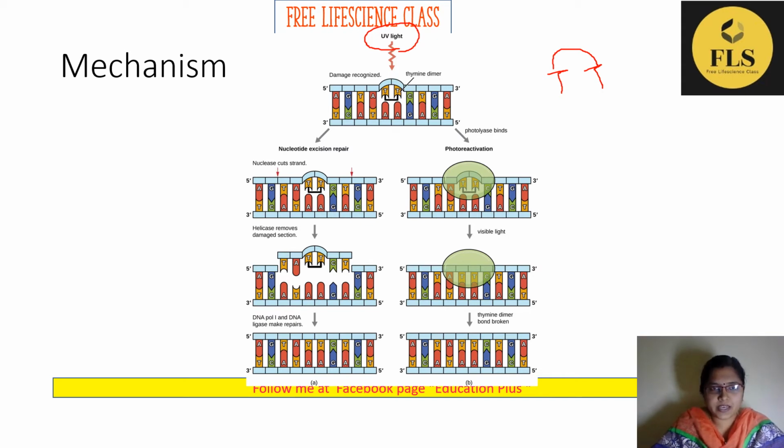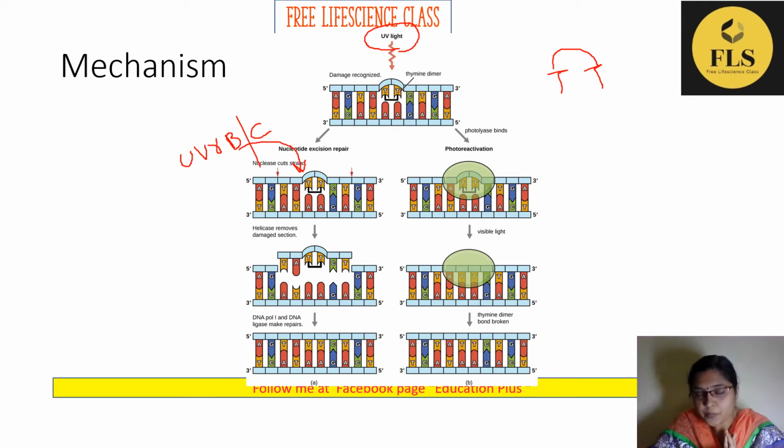So in the first step, what happens? The UVRB and UVRC complex will come and bind to the site of damage. But the UVRC is the enzyme which has the ability to cleave the DNA, so UVRB then recruits the UVRC to the particular site. Okay, so the first step is the UVRB and UVRC complex binding to the DNA.